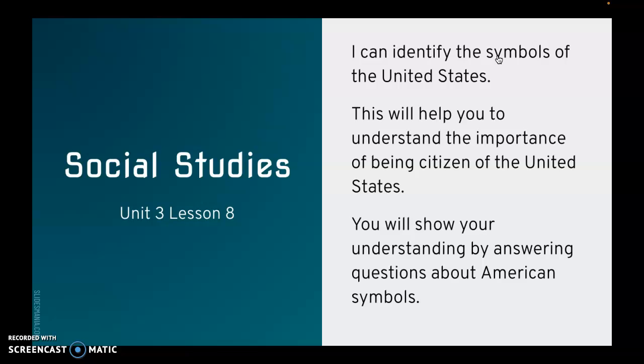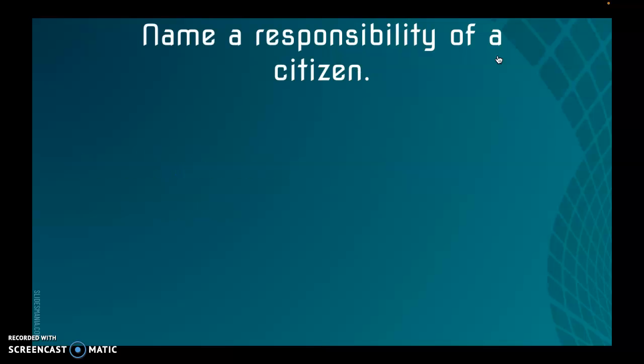This was yesterday's lesson that we went over. Our goal is to be able to identify the symbols of the United States. This will help you to understand the importance of being citizens of the United States, and you will show your understanding by answering questions about American symbols.